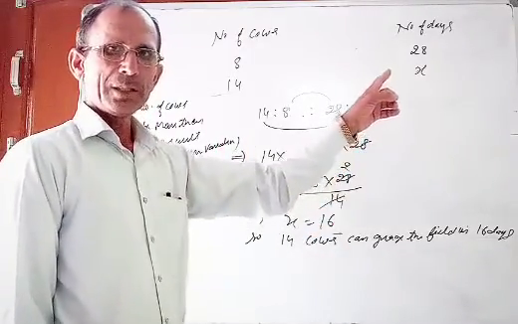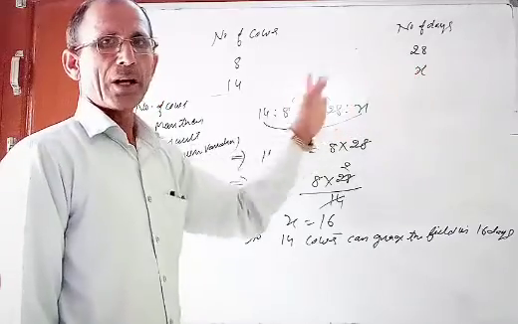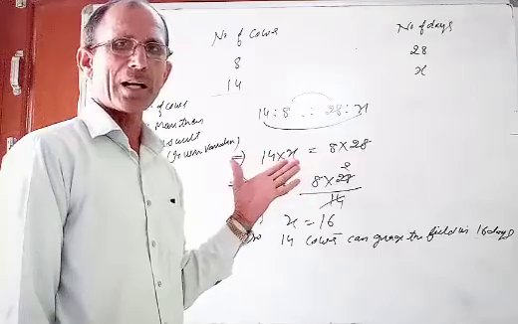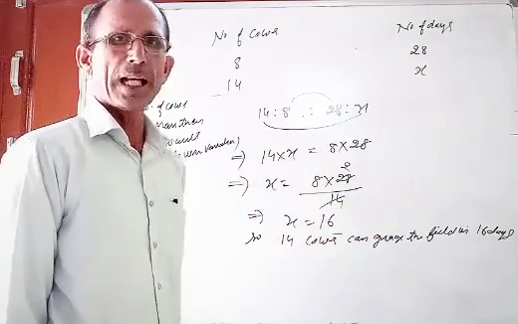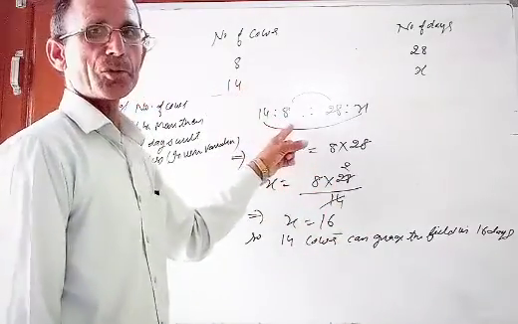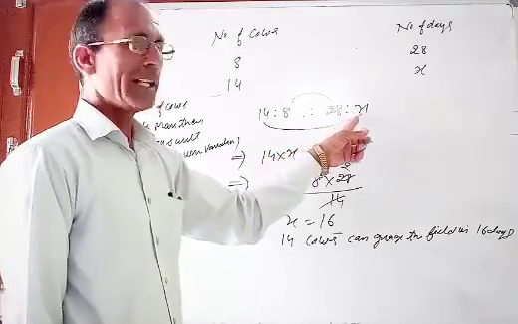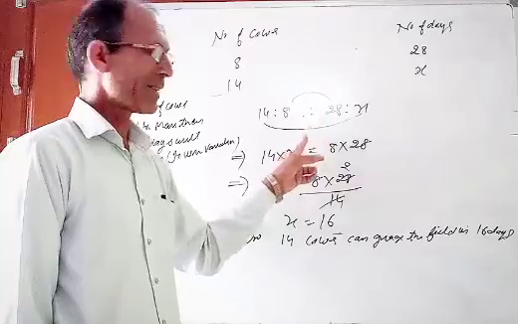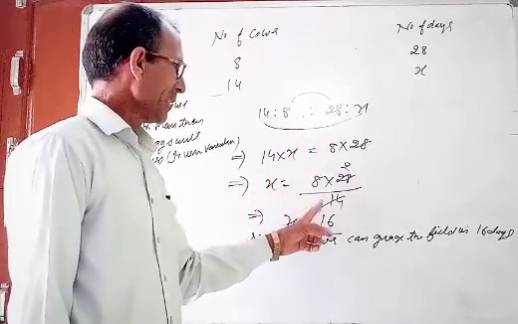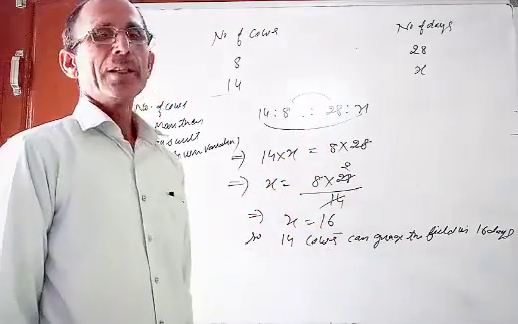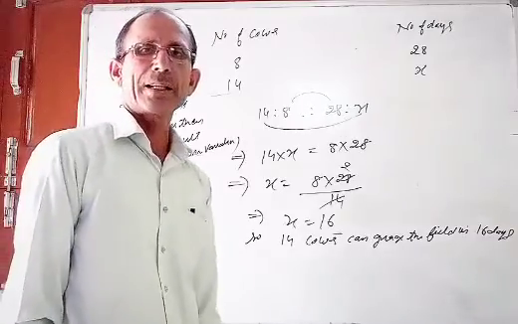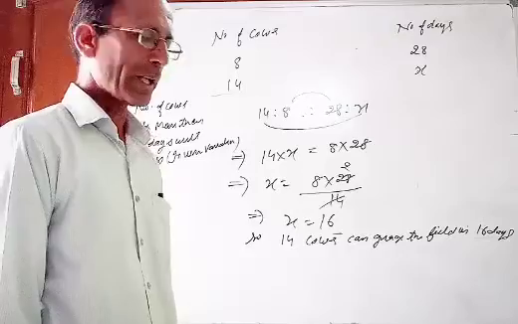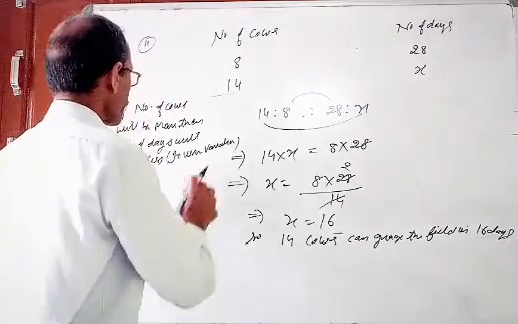So I assume x days. Now compare, this is direct or inverse. This is inverse variation because cows will be more, days will be less. So 14 is to 8 as 28 is to x. Product of extremes is equal to product of means. So the value of x is 16. It means 14 cows can graze the same field in 16 days. Any doubt, any confusion? Okay. Now next question.